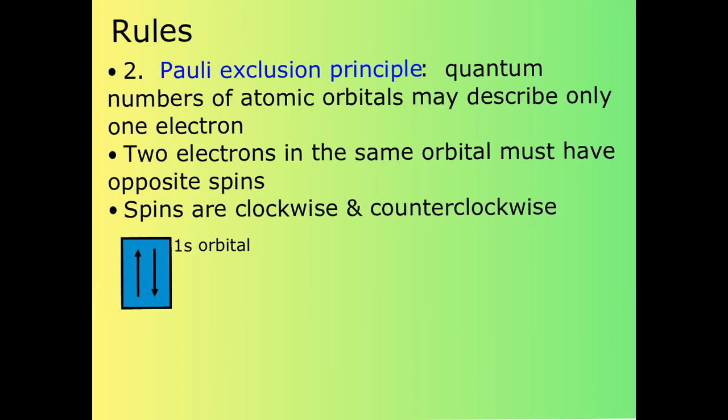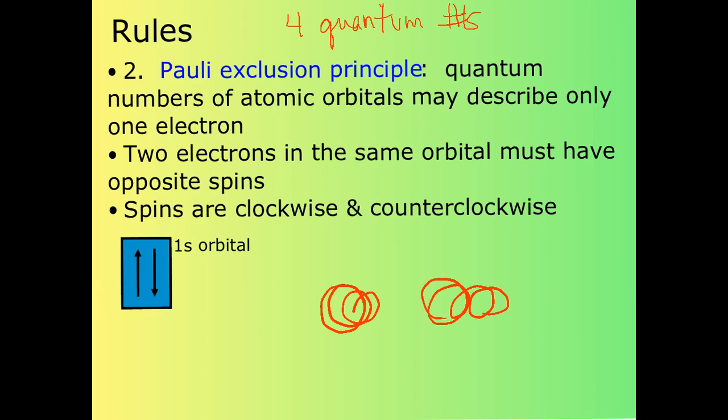The Pauli exclusion principle says that the quantum numbers of orbitals can only describe one electron. There are actually 4 quantum numbers, and they each describe a different thing. The first one is the main energy level. The second one is the sublevel. Then we have which particular orbital, as well as then within those orbitals the electron's spin. Some electrons spin clockwise and other electrons spin counterclockwise.